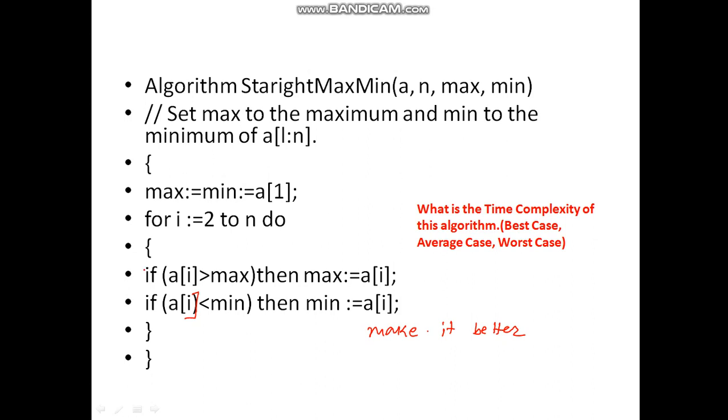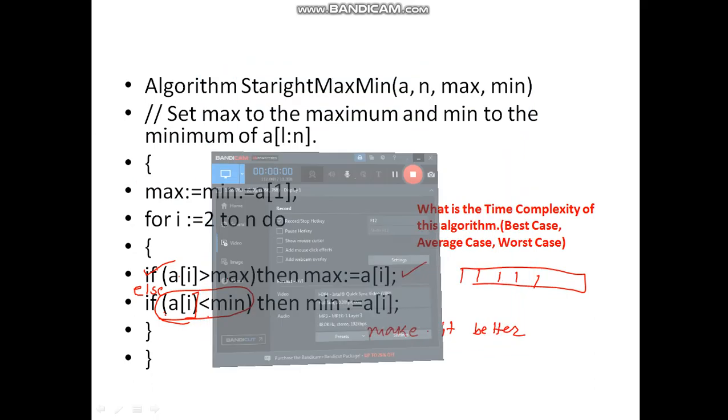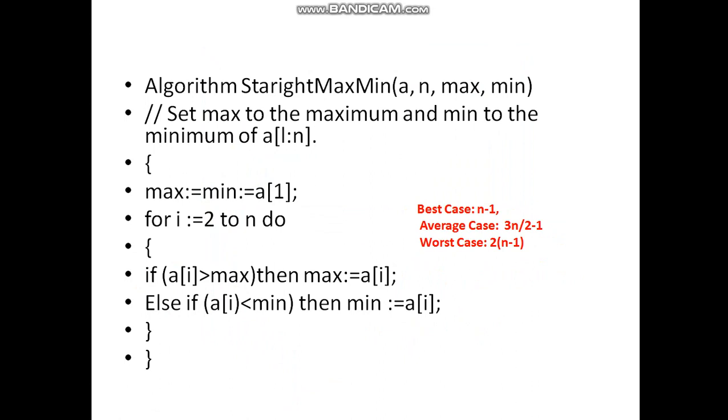So let us say if by some means this becomes true, then that element will be greater than max, and it will not be a min. So for that purpose, what we can do is add an else condition here, so that if this becomes true, these comparisons will not be done. Or if it does not become true, then at that time this comparison will be done. So at least for the best case, let us say in the ascending order, if the array is in the ascending order, these instructions will always be executed, this will not be executed, and this comparison will also not be done.